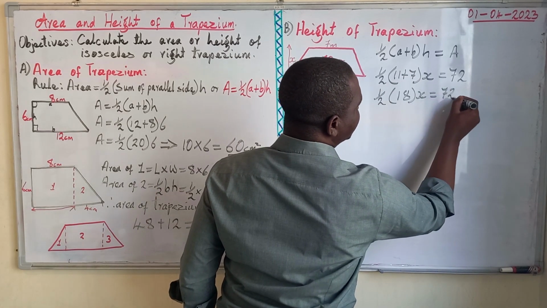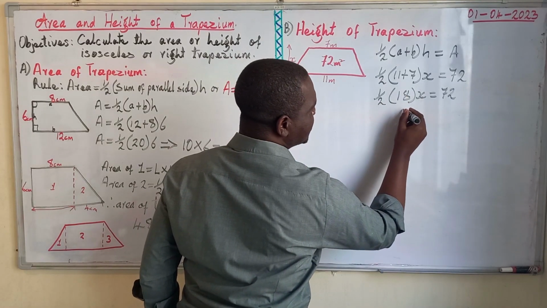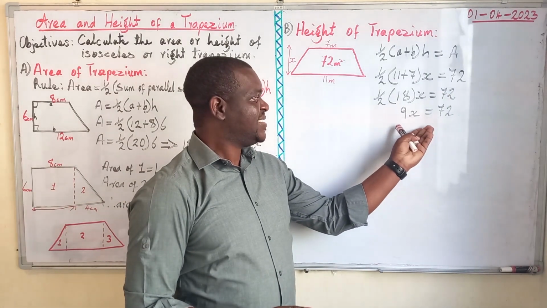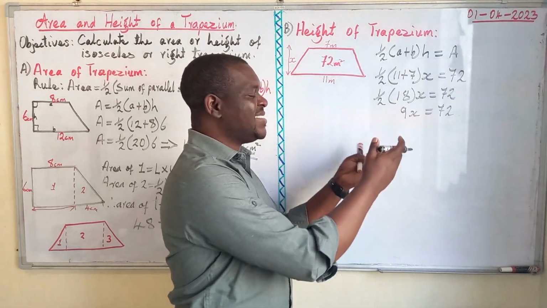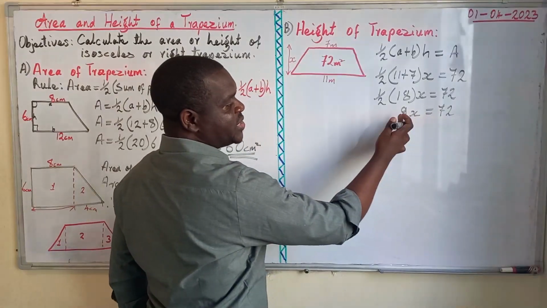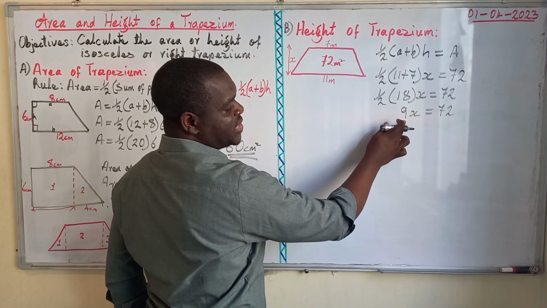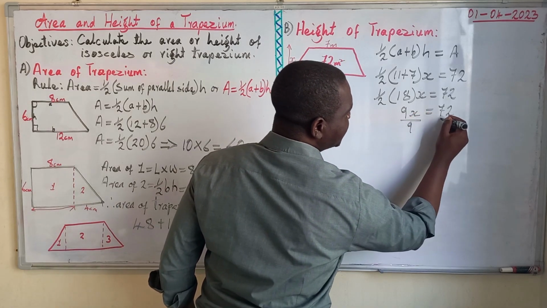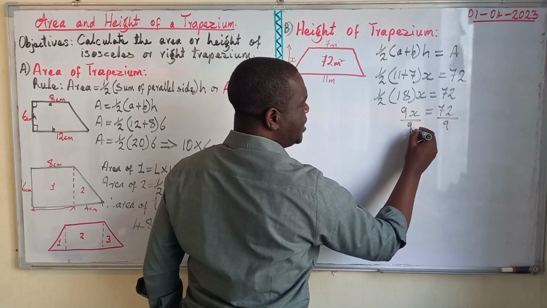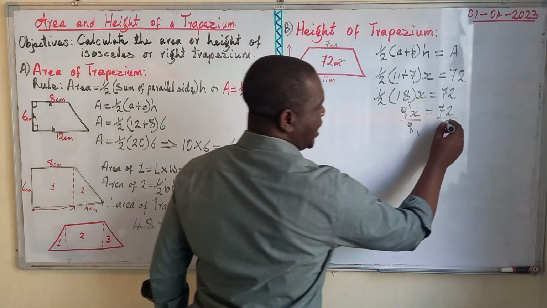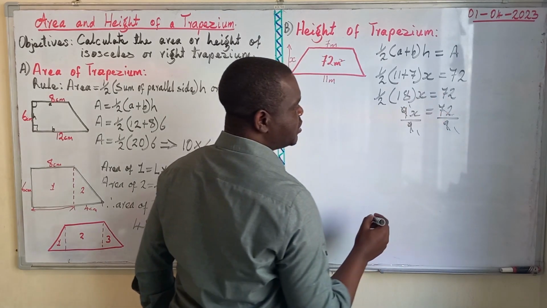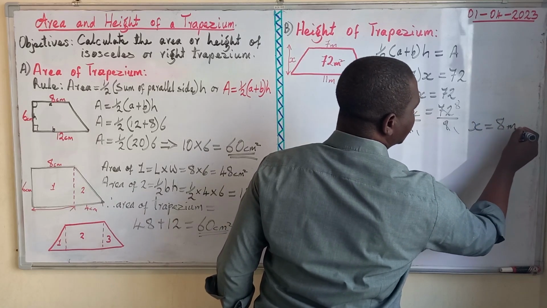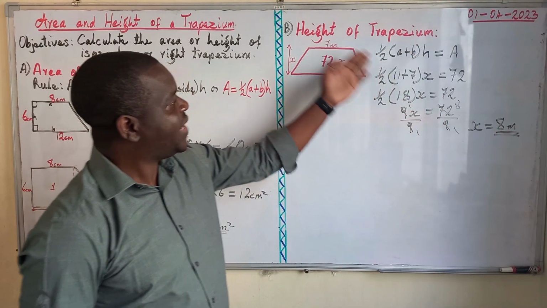18x equal to 72. What is half of 18? This is 9. 9x is equal to 72. To solve this at this level, this is a simple or a one-step equation. To have x, we simply do away with the coefficient of x, which is 9. If we want to have x on this side, we will divide by 9 and divide this side by 9. So that 9 here is 1, 9 here 1, 9 here 1, and 9 into 72, 8 times. So that x is equal to 8 meters. So this is what you can do to find the height.